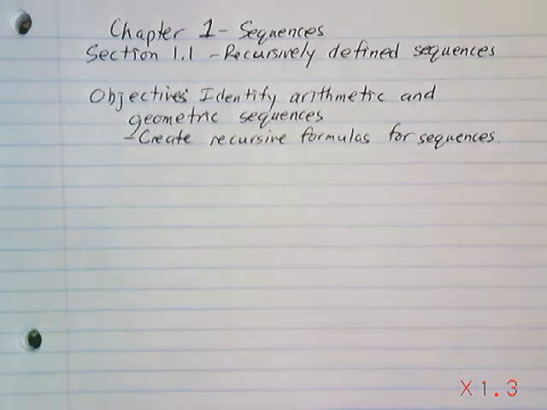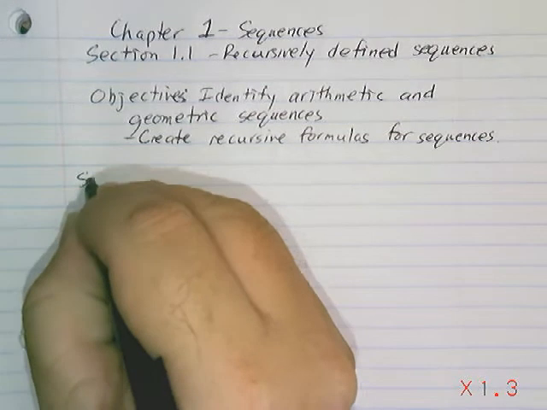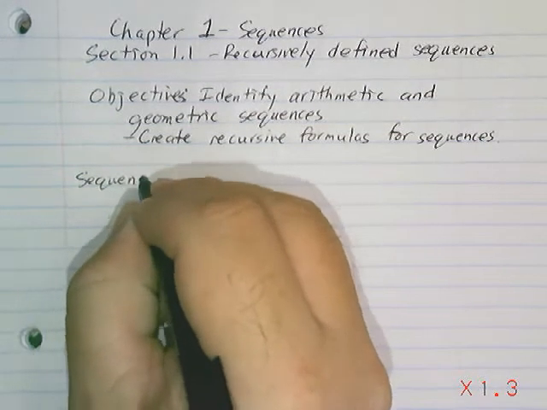Today we're looking at sequences. Chapter 1, Section 1.1 is about recursively defined sequences. Our objectives for today: we want to be able to identify arithmetic and geometric sequences, and we want to be able to create recursive formulas for sequences. First of all, we have to define what a sequence is. A sequence is simply an ordered list of numbers.